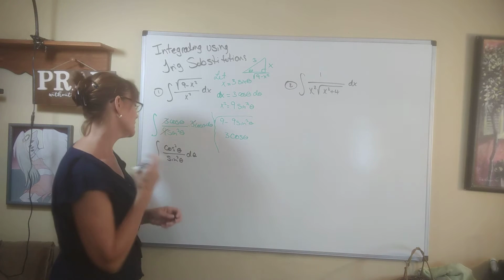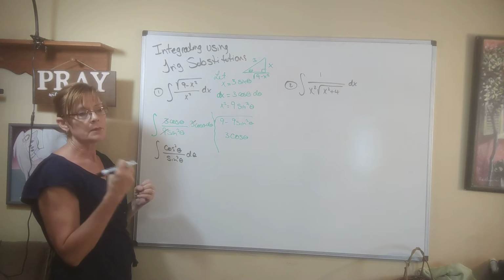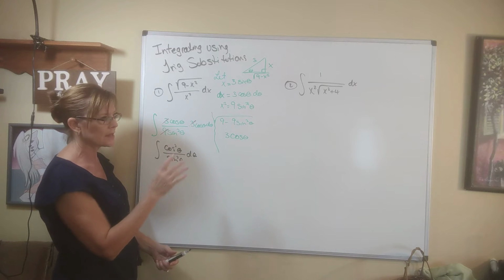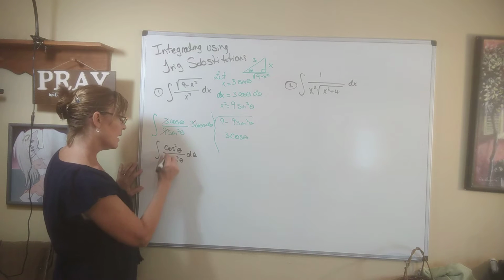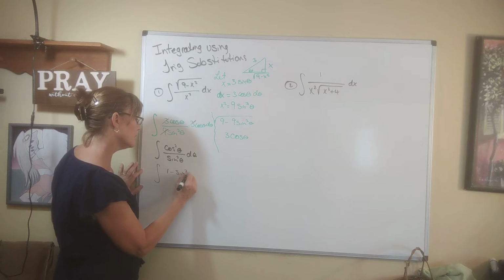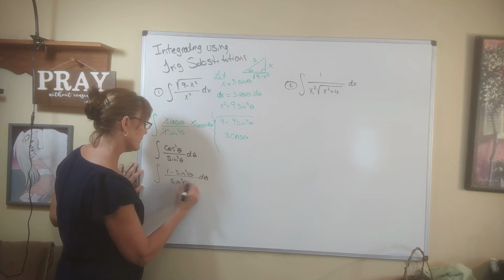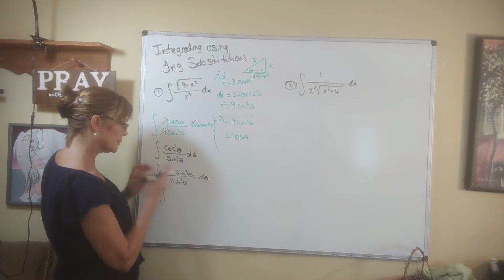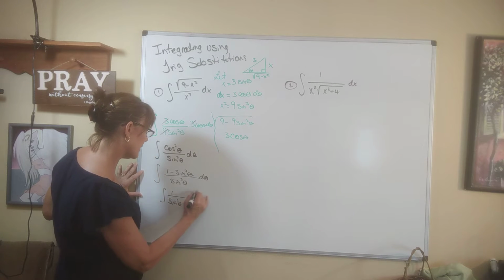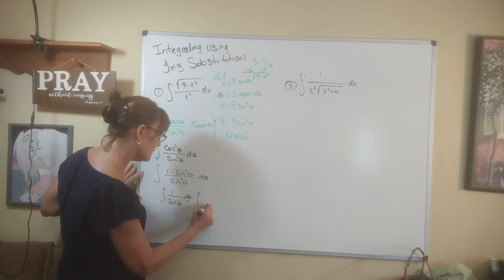Now what will we do with this? I'm going to rewrite cosine squared as 1 minus sine squared. Why? Because then I've got a monomial I can divide into each of those and deal with that separately. Using the Pythagorean identity, this is going to be 1 minus sine squared theta all over sine squared theta d theta. I can split my integrals: 1 over sine squared theta minus sine squared theta over sine squared theta, which is 1, d theta.